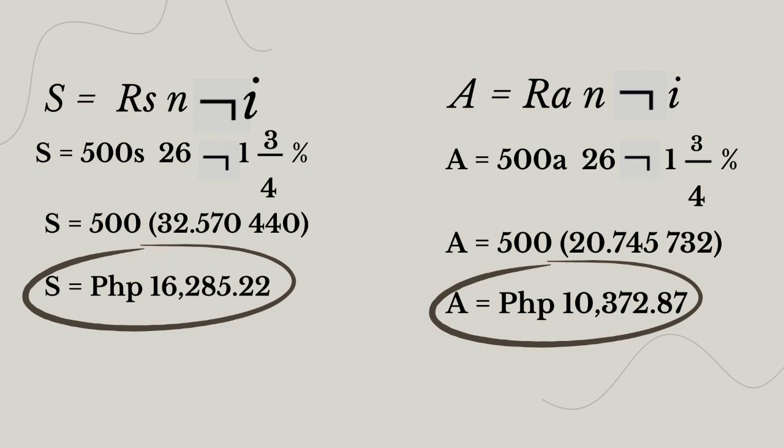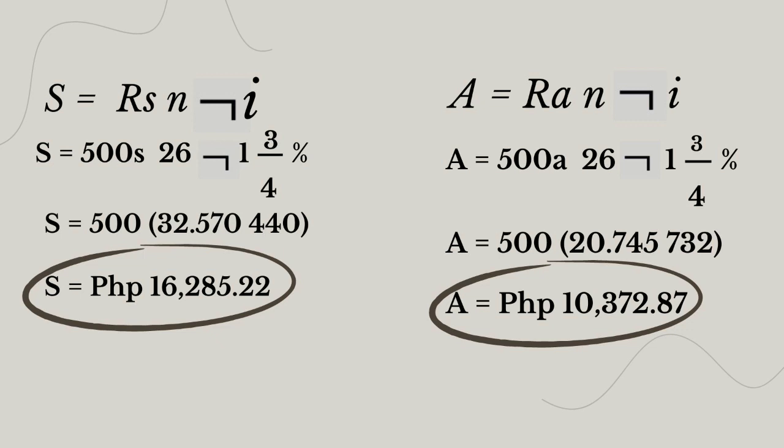So this is the solution. S is equal to R times S angle I. So the R here is 500 and the N is 26, angled by 1 3/4%. And the value for 26 angle 1 3/4% you'll just have to find on table 5. So this is the answer, 32.570440. So you just have to multiply S equals 500 times 32.570440, and the answer is 16,285.22. And this is the solution for the amount.